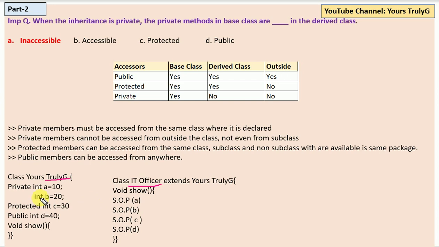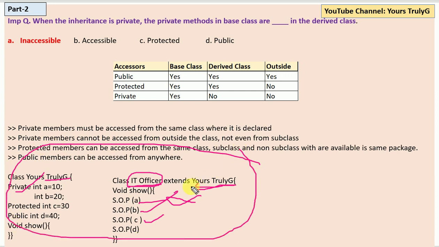First, A is what? Private. As I told, private cannot be accessed even from the subclass. This is the subclass, so I cannot access a private member. B is what? If I have not written anything, it means the default. So I can access B. C is what? Protected. I can access C because this is in the same package, and this is the subclass. So I can access C. And D is public, so public can be accessed from anywhere.